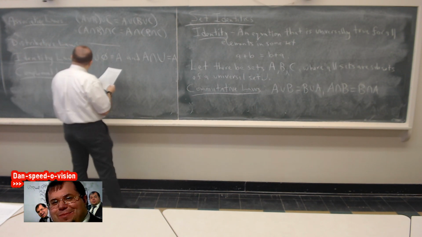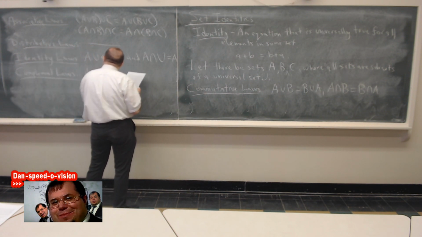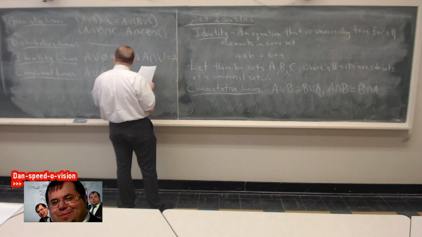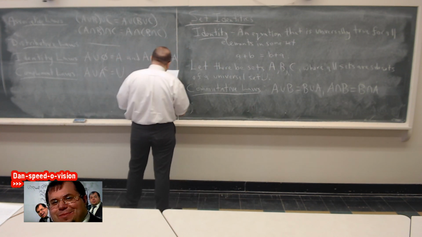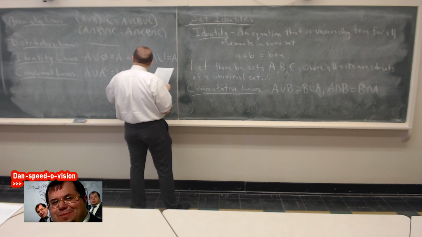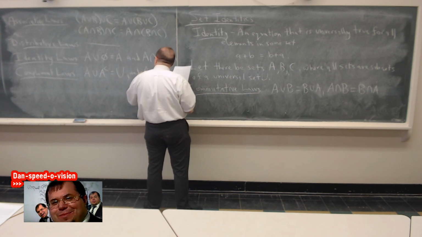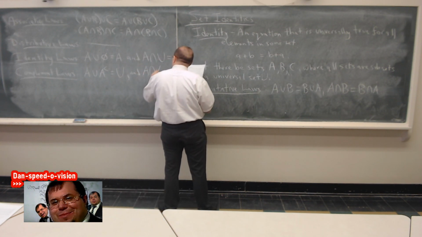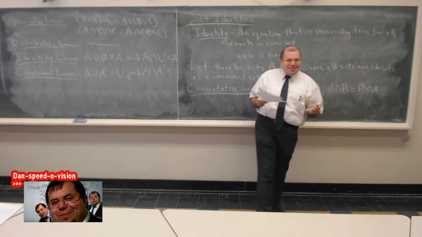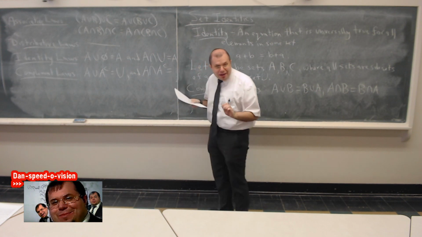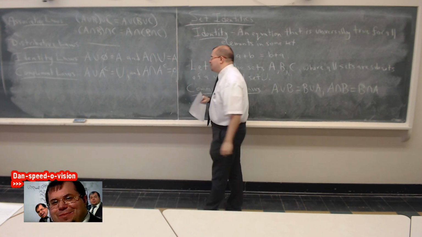Okay, let's talk about complement laws. If I give you A, and I take its complement as the other term in the union, remember, A complement is everything that's not in A. So if I take both of these together, I should get the universal set. And if I take A and intersect it with its complement, then I should get what? Well, A complement is everything that's not in A, right? So these two sets are disjoint and thus equal the empty set.